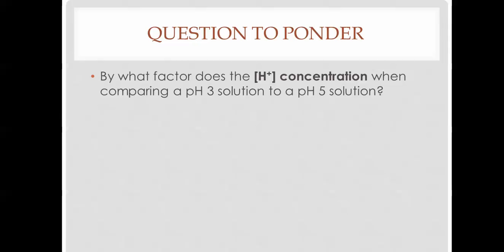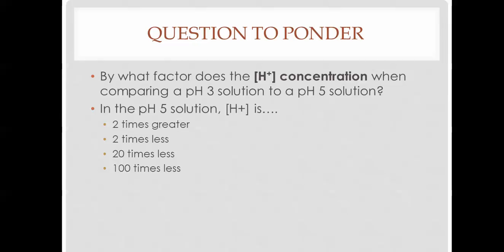Here is a question to ponder: by what factor does the hydrogen ion concentration change when comparing a pH 3 solution to a pH 5 solution? I'll let that sink in for a second, but I'll break down and give you a multiple choice. Is the hydrogen ion concentration in the pH 5 solution 2 times greater than pH 3, 2 times less than pH 3, 20 times less than pH 3, or 100 times less than pH 3? So why don't you ponder this for a few seconds.